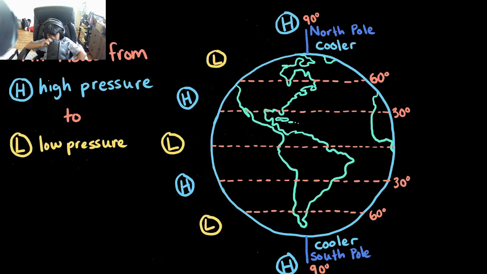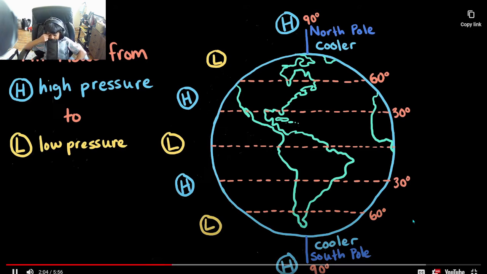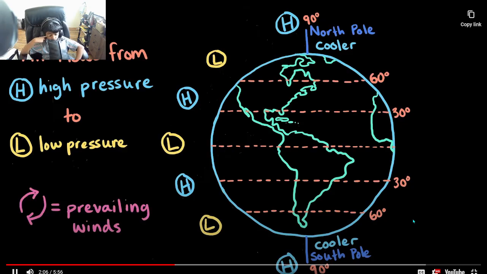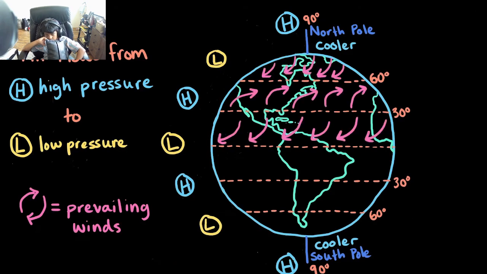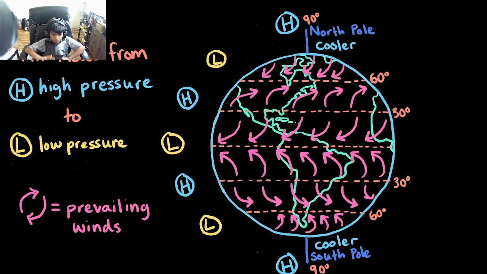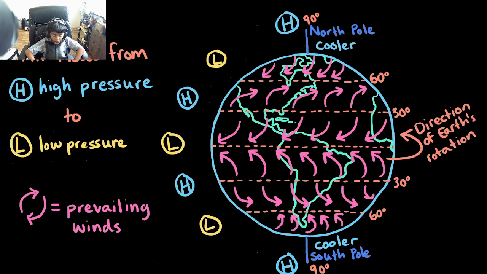Now, you might think that these winds would blow in straight lines from high to low pressure areas, but the global wind patterns, which we call prevailing winds, look like they curve to the right in the northern hemisphere and to the left in the southern hemisphere. This curving has to do with the rotation of Earth and is called the Coriolis effect.